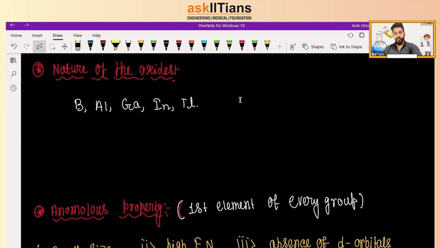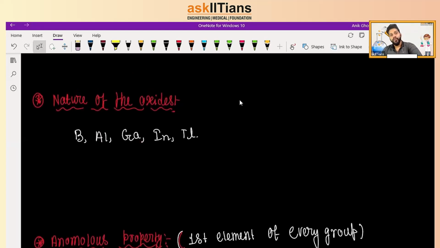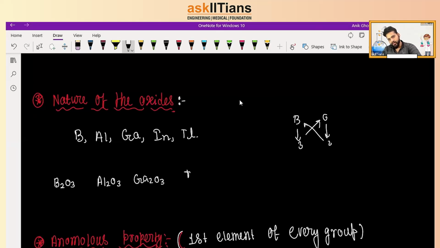Now let's talk about the nature of the oxides, guys. Whenever we are talking about the oxide nature, you have to understand whether it's a metal or non-metal. Like if I say the oxide of boron would be B2O3, right, guys? Because the valency of boron is 3 and the oxygen is 2. So what we do is we crisscross them to find out the compound. So B2O3, Al2O3, Ga2O3, In2O3, Tl2O3. Basically, what we see is B2O3, as it is not even a metal, guys. So it's kind of a non-metal, correct?